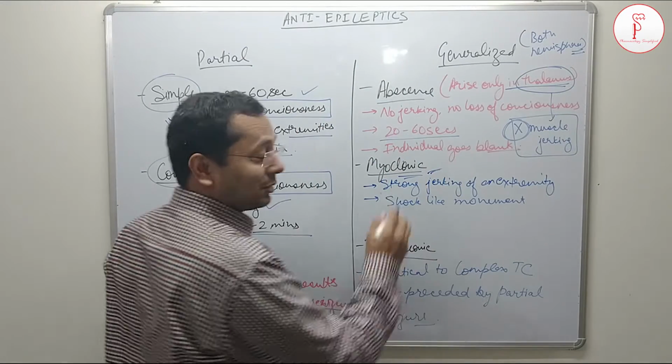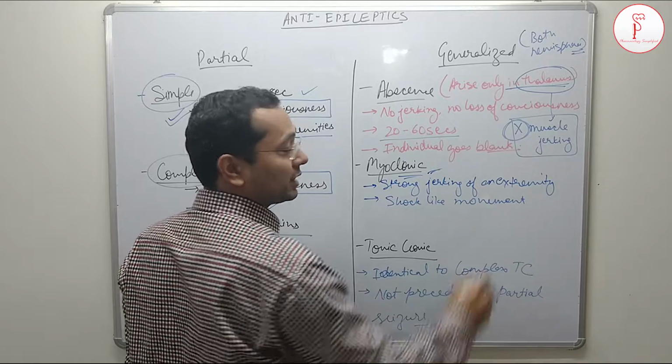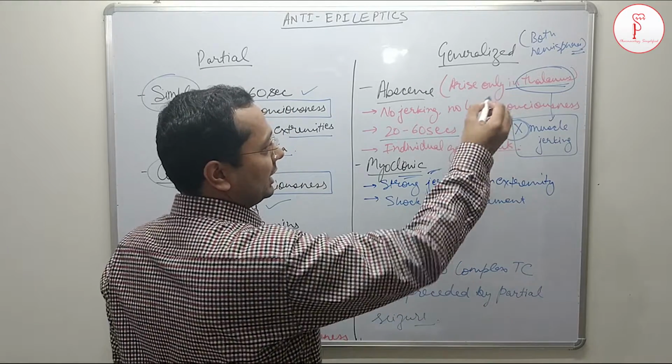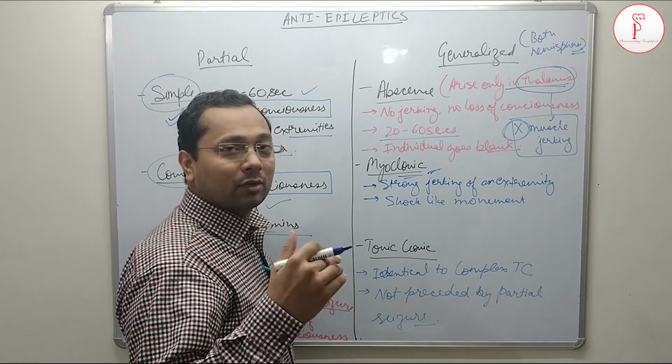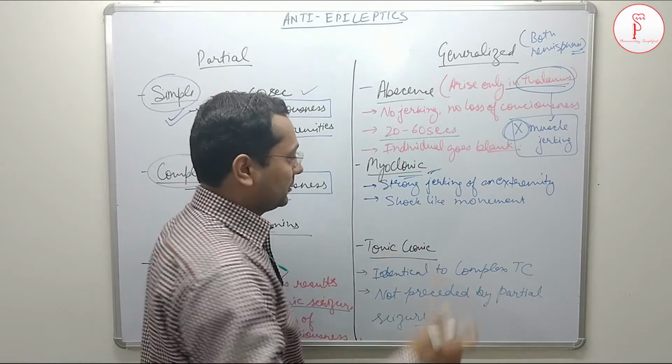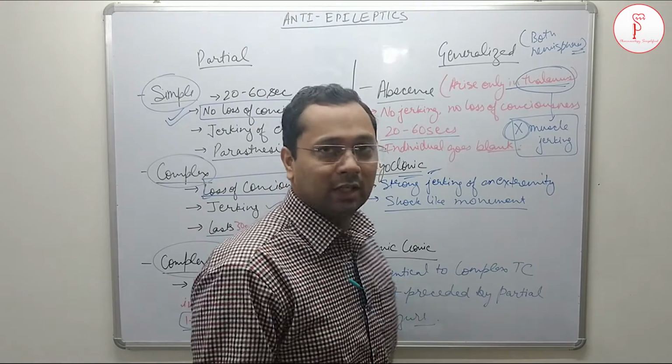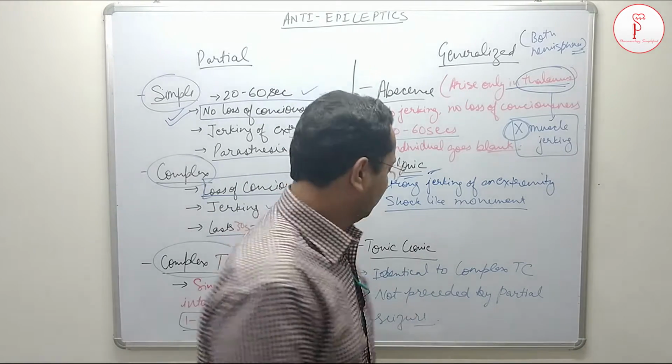And next is myoclonic seizures. They are strong jerking of the extremities, which means they will be involving your skeletal muscles, right? The impulses will be arising from the thalamus to your cortex. And shock-like movement, right? The movements will be very rapid.